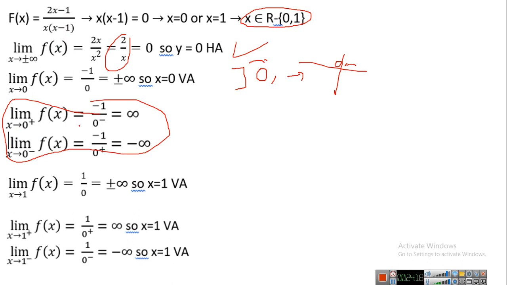But to know if it's 0 minus or 0 plus, take an example of 0 plus. You can put 0.1. If you replace here by 0.1, you're going to get 0.1 times 0.1 minus 9. 0.1 times 0.9 is a negative number, so that's why I have put negative. So minus over minus is plus infinity.